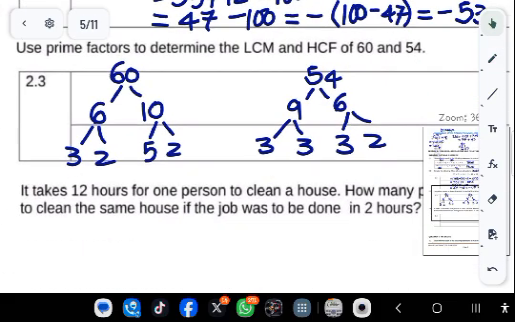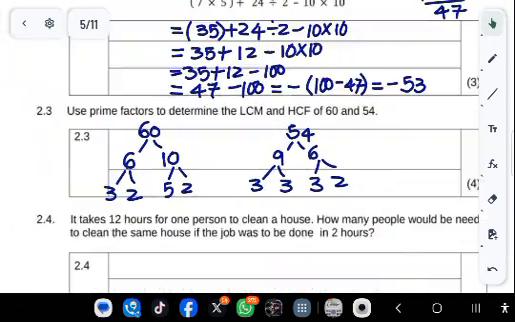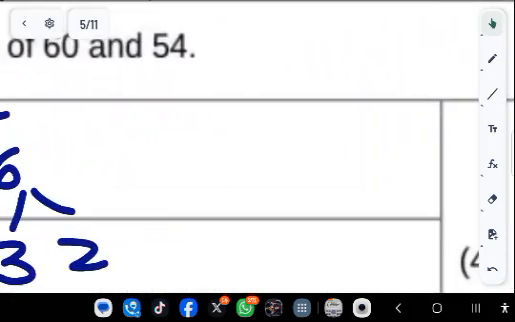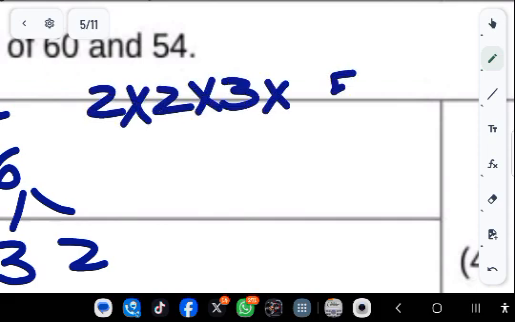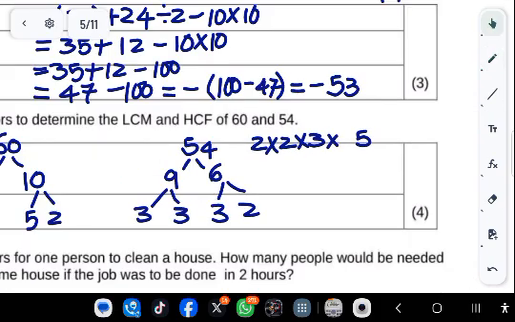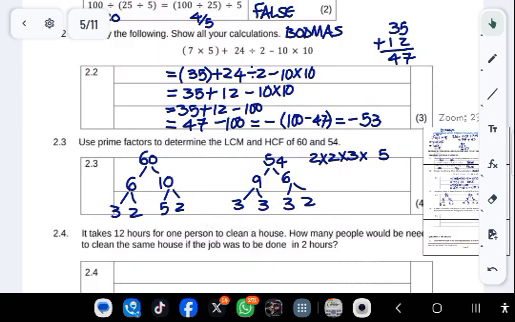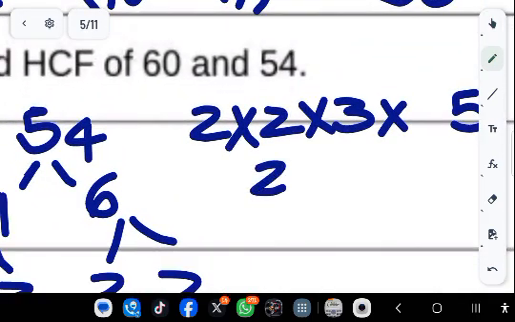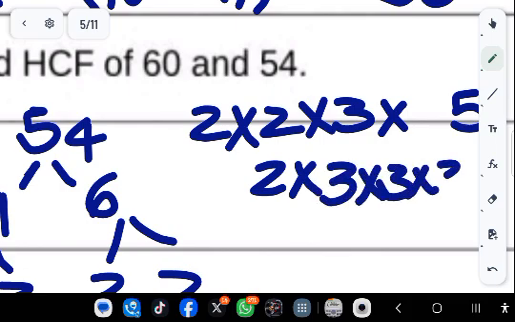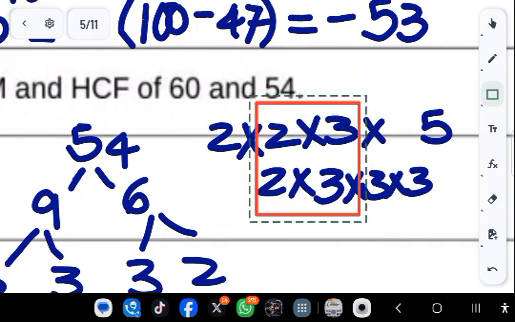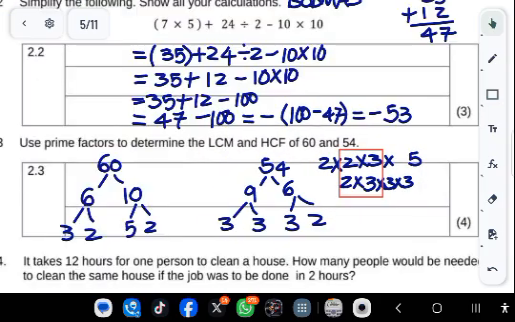So what we do is we line these factors up like this. We go 2 times 2 times 3 times 5, and then over here we've got 2 times 3 times 3 times 3. The ones that match, we put a ring around them. Here are the ones that match. So they make up 2 times 3, which is 6.